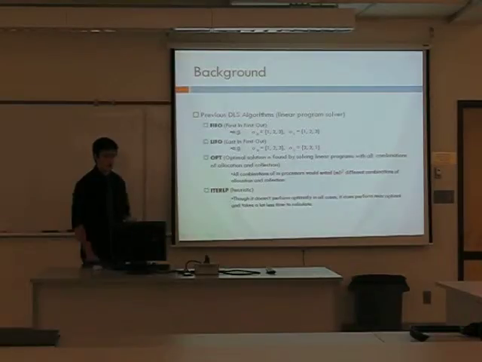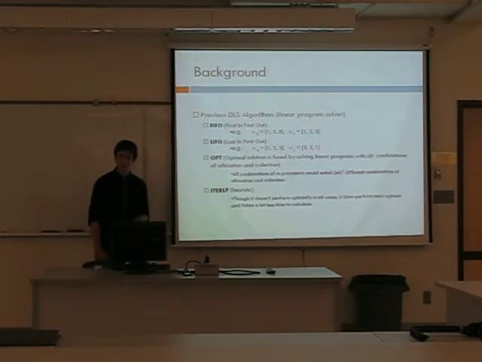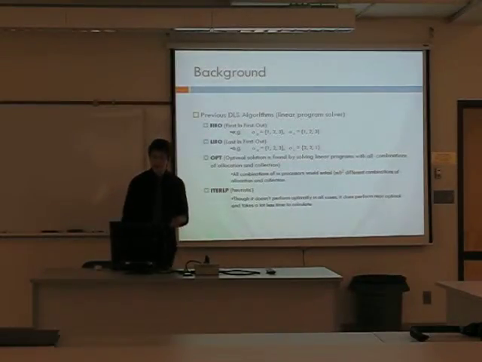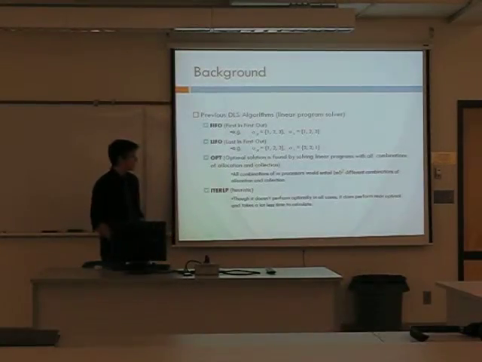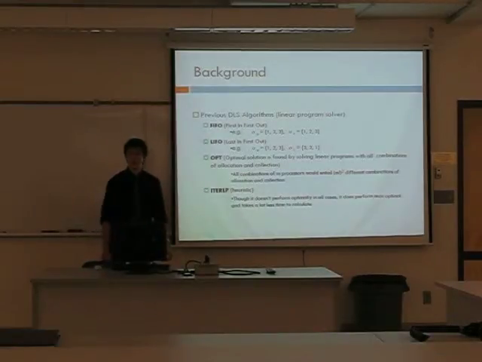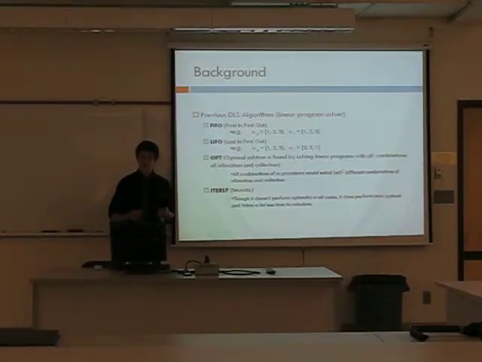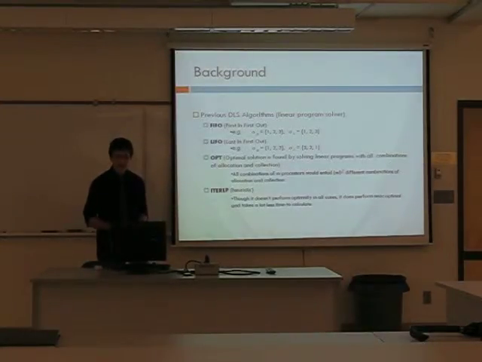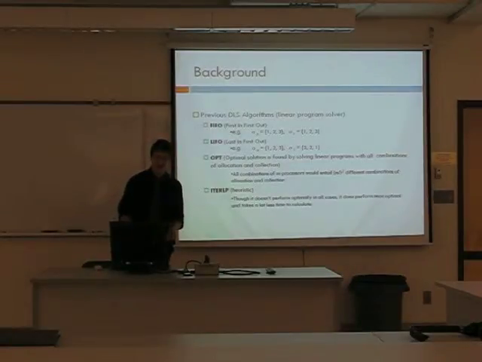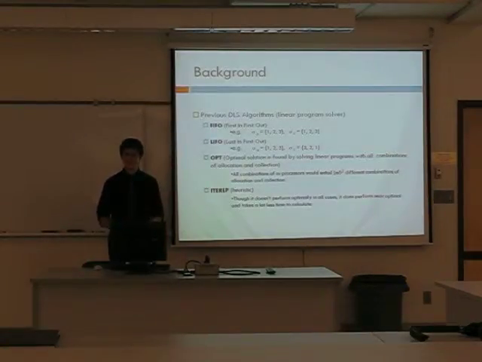Then we have our OPT algorithm, which is the optimal solution. What it does is it tries all combinations of allocation and collection. So if we actually had 5 processes in our system, it would try 5 factorial squared different combinations of allocation and collection. Now, that gets to be really costly in time. If our system has 16 processors, that would take days to calculate.